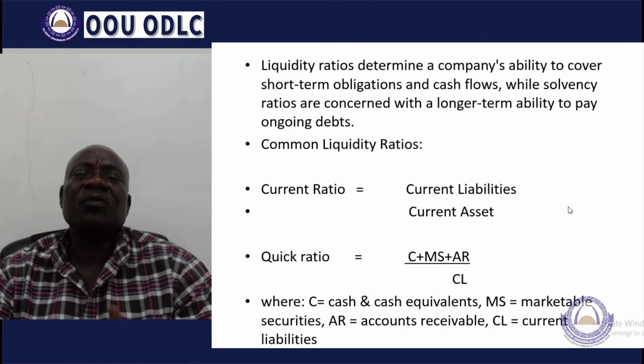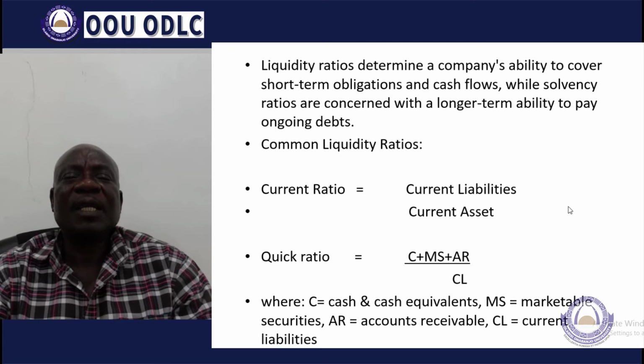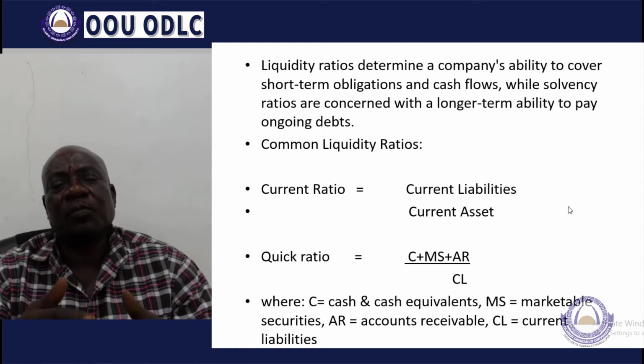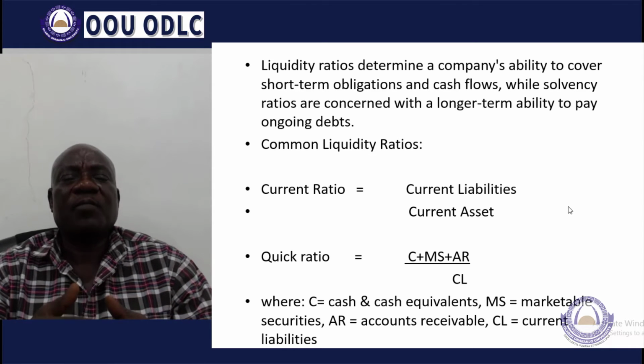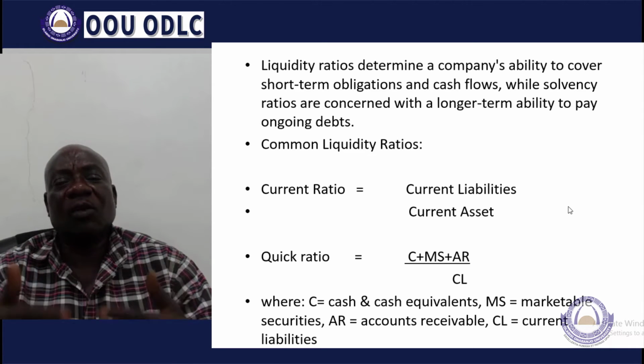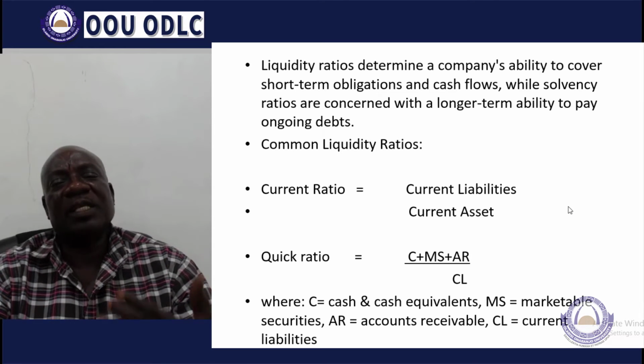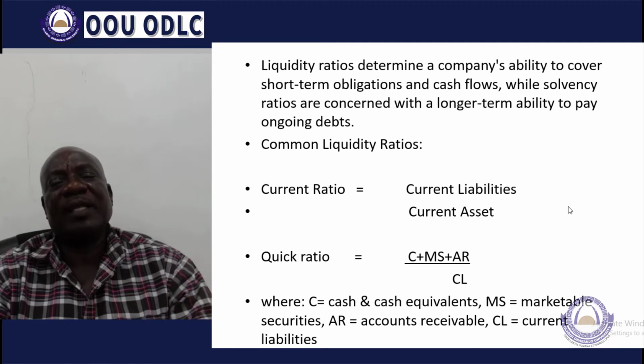They are quite different. Liquidity ratio only determines the cash position, the liquidity position of the company. If a company is carrying on a business as of today, how much cash does the company have available to use for the day-to-day running of the company.